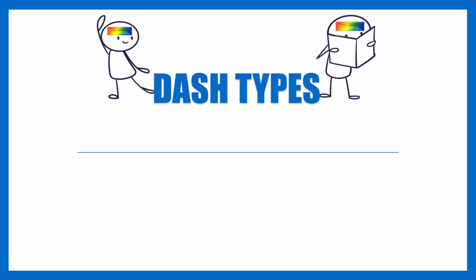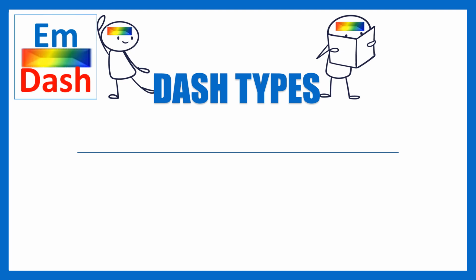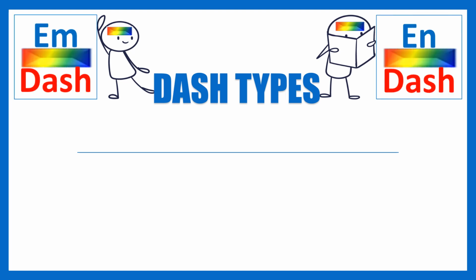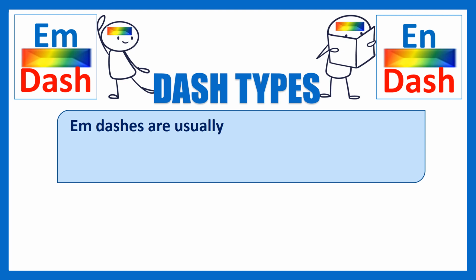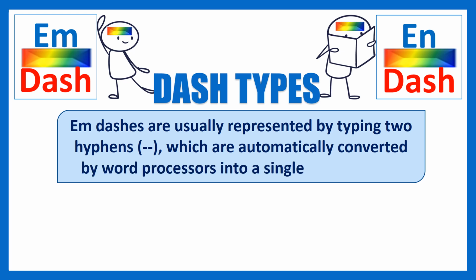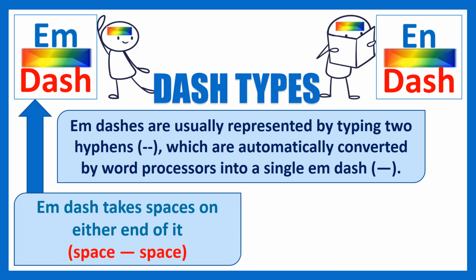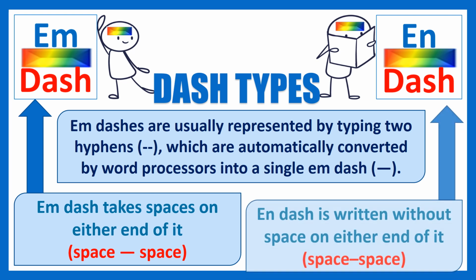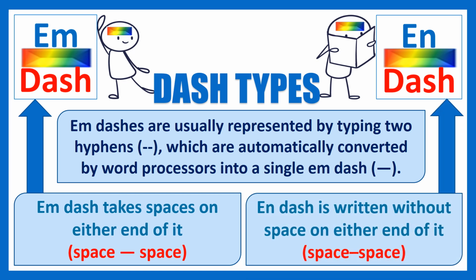Dashes can be of two types, M dash and N dash. Please note, M dashes are usually represented by typing two hyphens, which are automatically converted by word processors into a single M dash. M dashes take spaces on either end, whereas N dashes are written without space on either end.